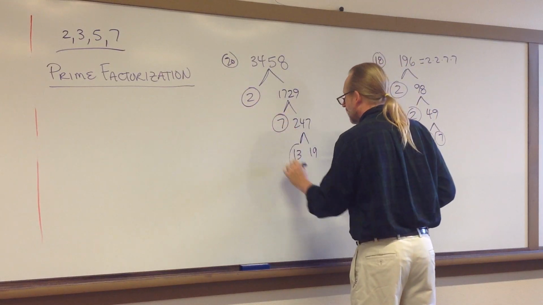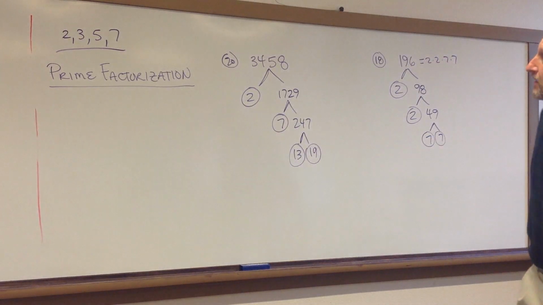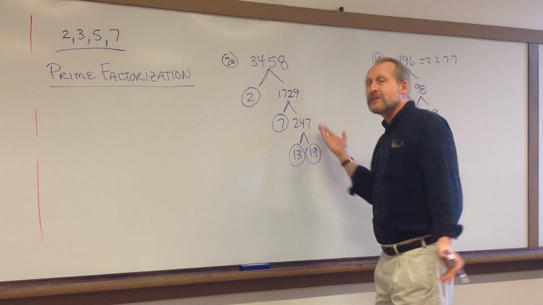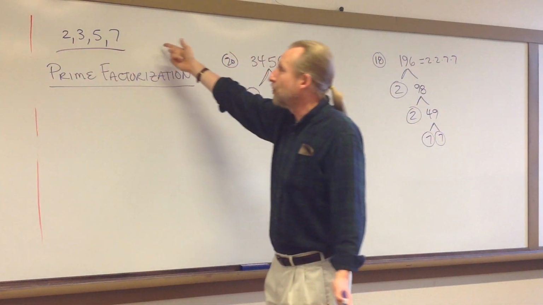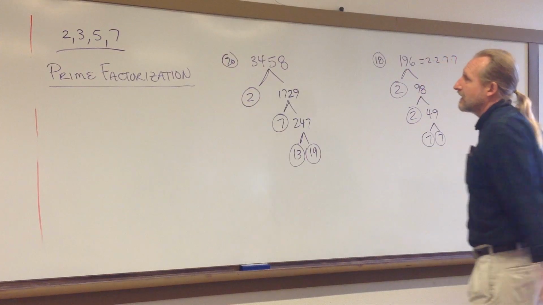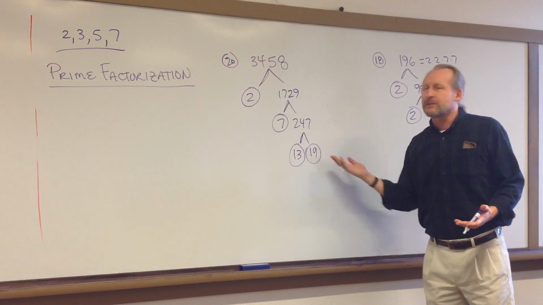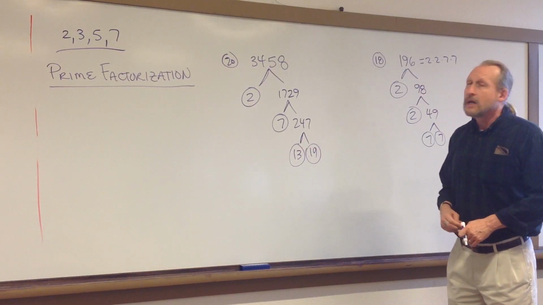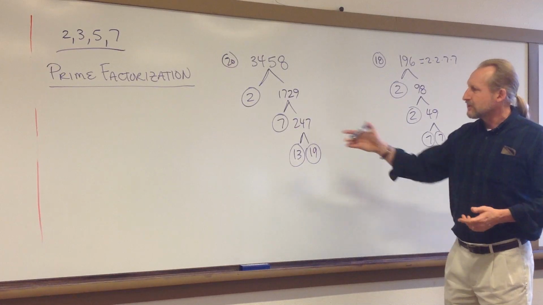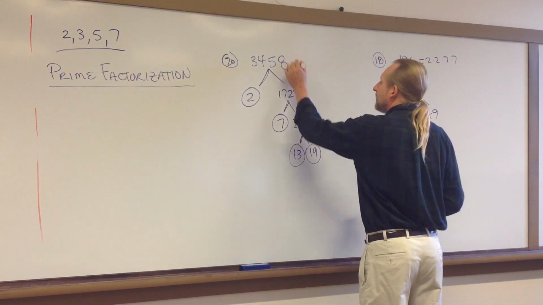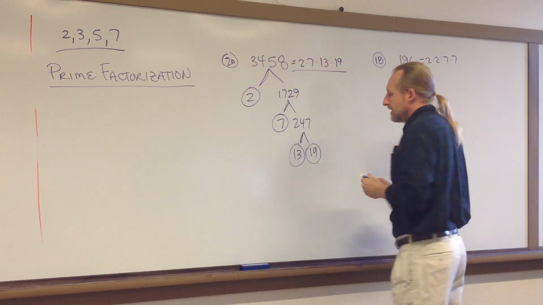Well, that's a sneaky one. Okay? Because this 247 looks like it could be prime because it's not divisible by any of these numbers. It's not divisible by 11 either. That's the next thing I tried. But then before I gave up, I said, well, let's try 13 or 19, see what happens. I could have tried 17 as well. So in the end, here's our prime factorization. 2 times 7 times 13 times 19.